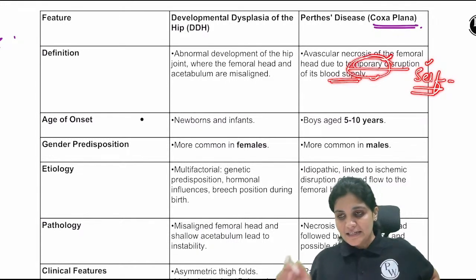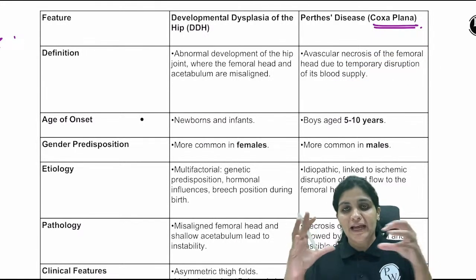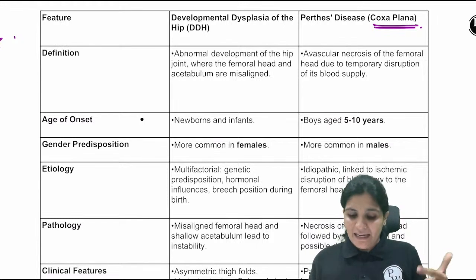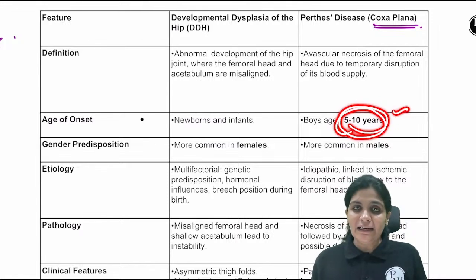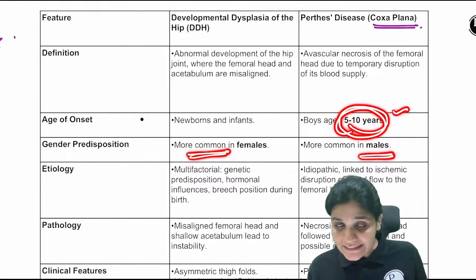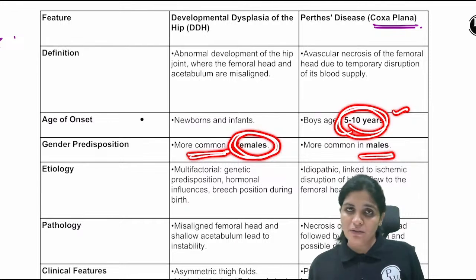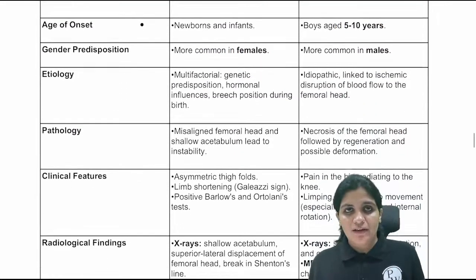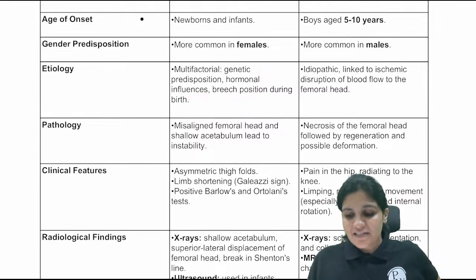So since this is a temporary condition, what you do is you try to put the head into the acetabulum, right? Again, you usually see DDH in newborns or infants, but Perthes is usually seen at 4 to 8 years, right? And here it is usually males. DDH is related to females, because progesterone is high in females, and because of that laxity could be high. So somehow it is related. We have learned the hormonal influences, that is progesterone, and breech position.